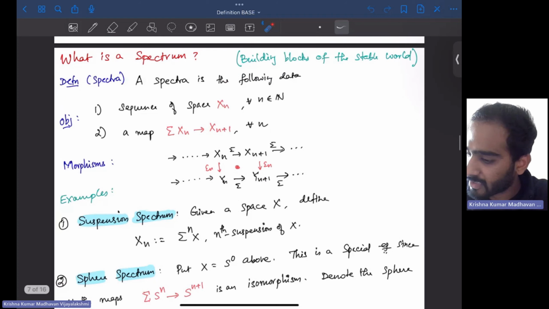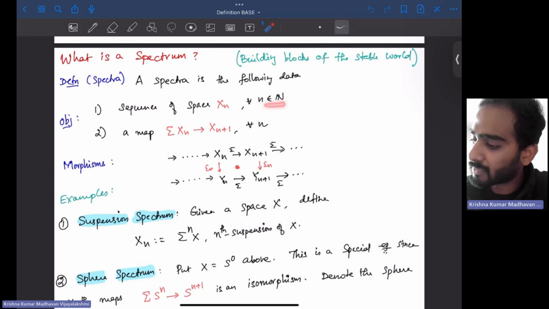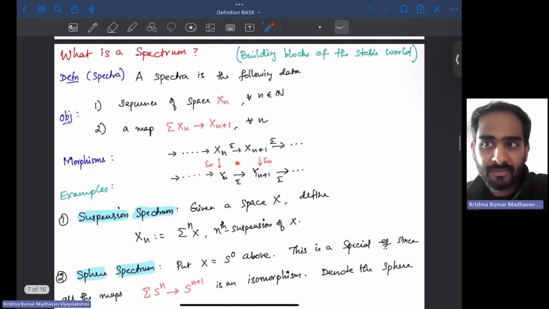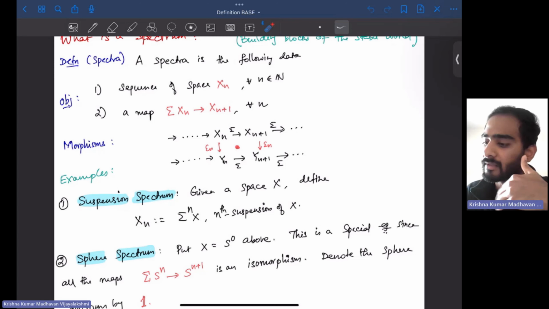So, quickly describing what a spectrum is. A spectrum can be defined as the following data. For every n in the natural numbers, we have a space. By space, I mean it can be a simplicial set, a topological space, a sheaf of abelian groups, chain complexes, CW complexes, any nice thing. This is given by a sequence, and for every n there is a map between X_n and X_{n+1}, which is called a suspension.